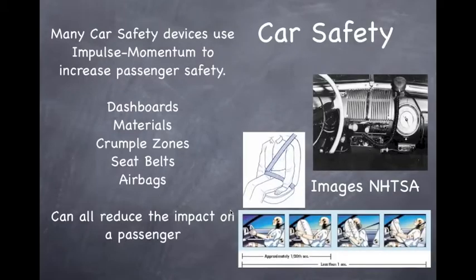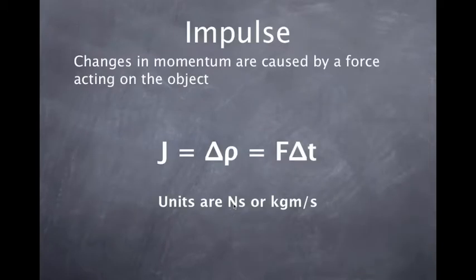So, car safety. A lot of car safety devices use this idea of impulse-momentum to increase passenger safety. Now, when you look at the equation we just talked about, there are really a couple of factors: mass, change in velocity, and then force and time. The ultimate goal of any safety device is to reduce the force that is exerted on the passenger or whatever's in there. So if I want to make this number very low, I can either make this side low, or I can take this time value and increase it.